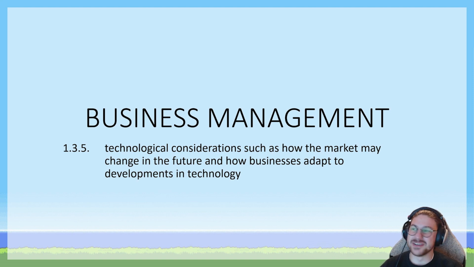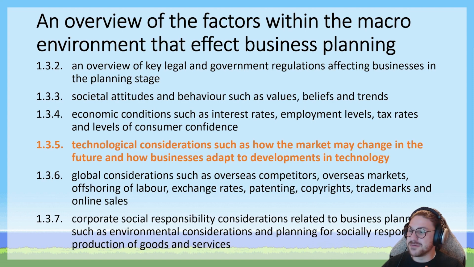In today's lesson we're looking at key knowledge point 135. That is unit 1, area of study 3 and the fifth key knowledge point for this area of study. Today specifically we're looking at technological considerations and how these might impact on businesses and the ways in which businesses need to be planning for these sorts of technological considerations. This is the fourth key knowledge point from the first half of this area of study that deals specifically with factors from the macro business environment.